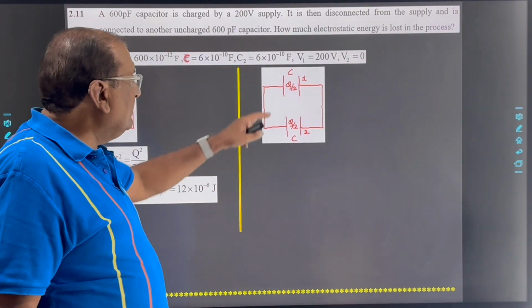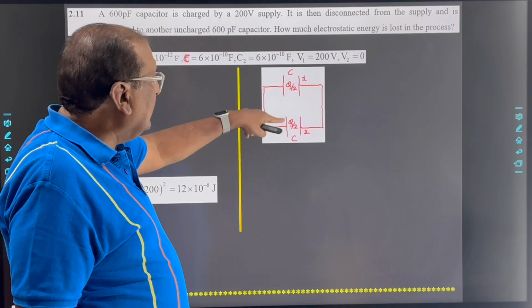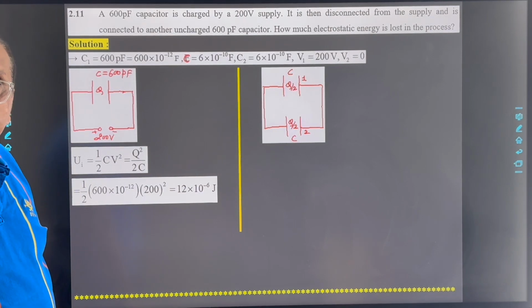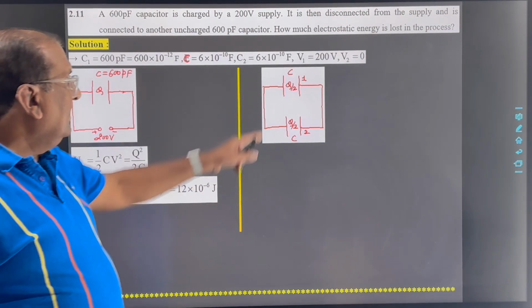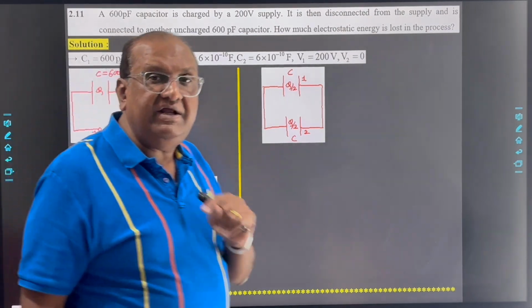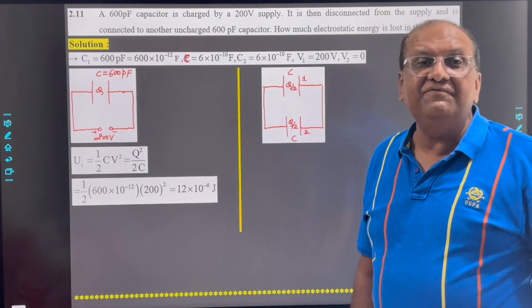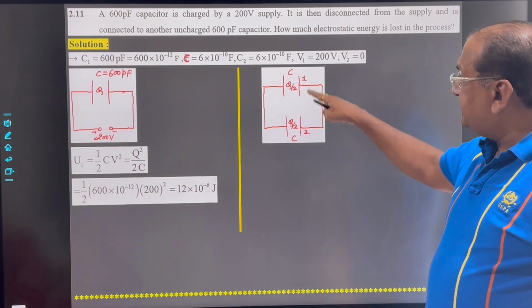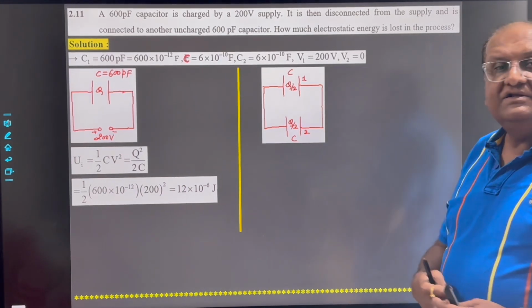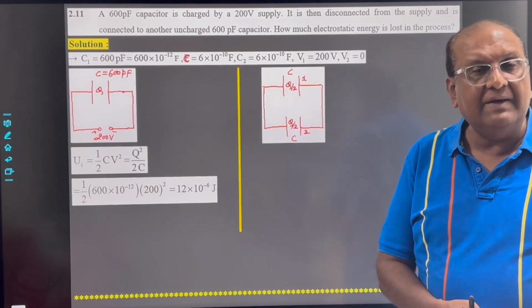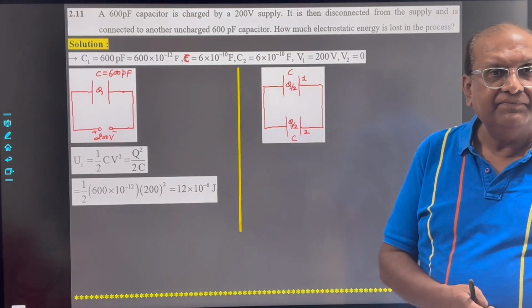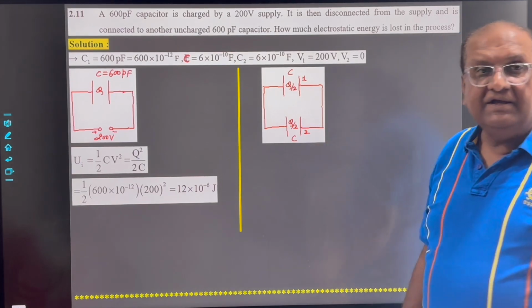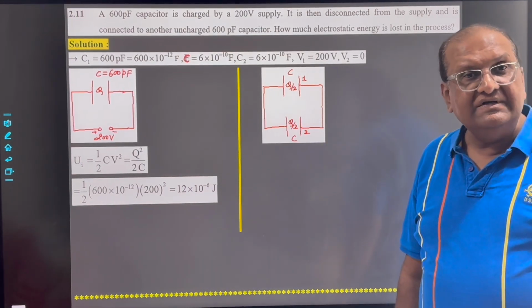Now the situation will be this one. On both capacitors, charge will be Q by 2, Q by 2. Clear? And distribution of charge will continue till the potential difference across each one becomes equal. So now in steady state, you will get charge Q by 2, Q by 2. Capacitance, that is the same one. Okay. So energy stored in each capacitor will now be the same.